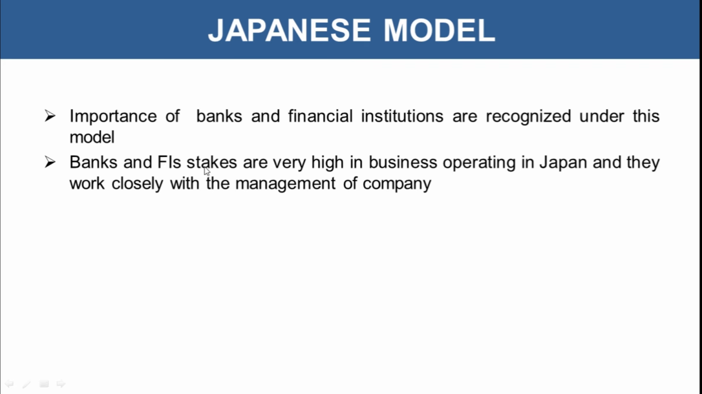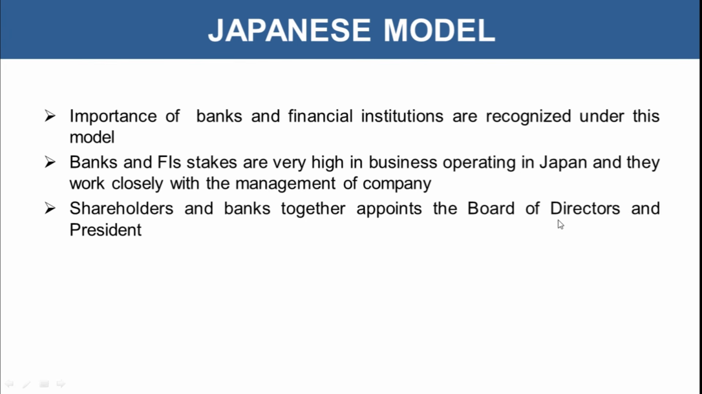Banks and FIs, that is financial institutions, had very high stakes in businesses operating in Japan. For all those companies operating in Japan, it was usual that the banks and FIs held the highest share percentage or stake in the business. So they were holding most of the shares of the business. Now, since they were working so closely with the management of the company and holding so much stake, it was important to give them importance in the management and decision making of the company, and this is why the Japanese model put an emphasis on banks and FIs.